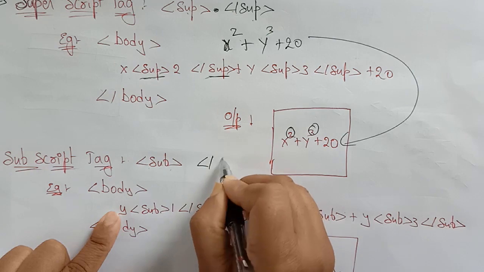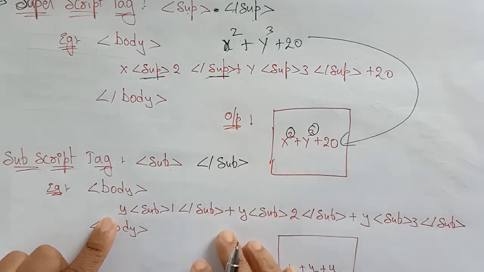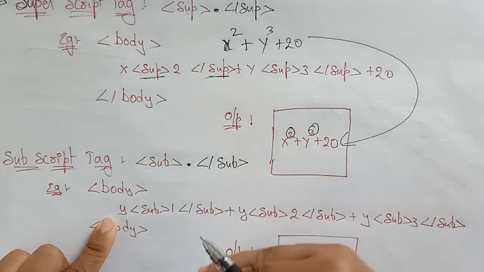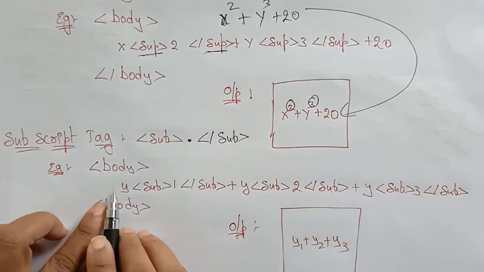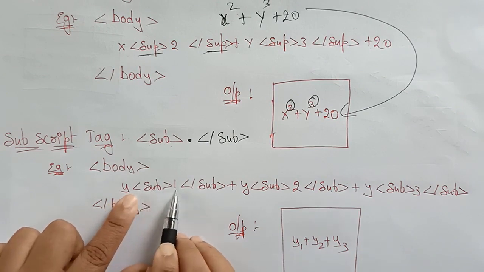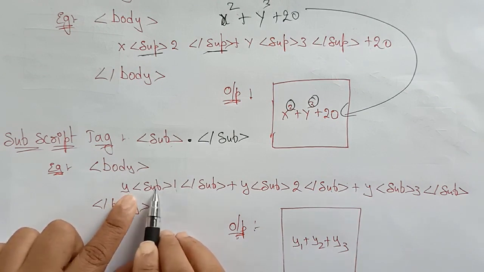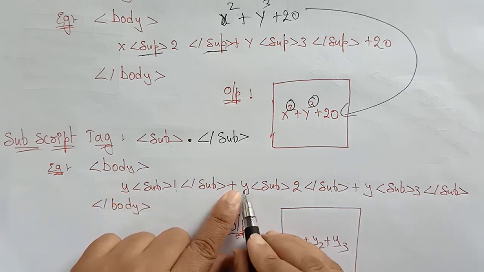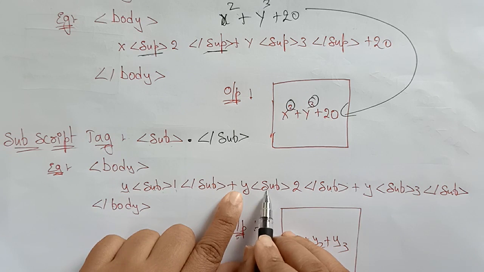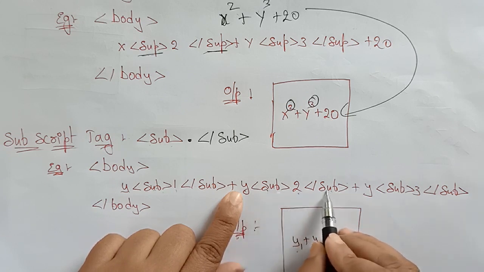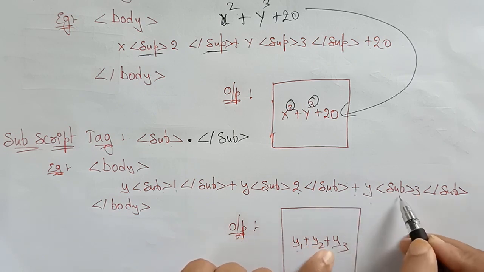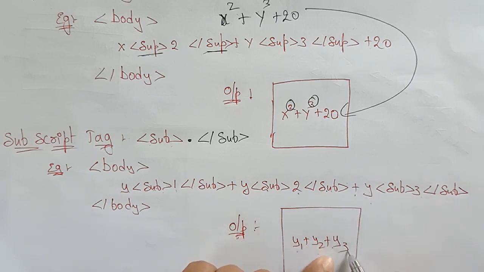It also has the opening tag as well as the closing tag. Whatever message you have written, that should be printed below that term. Let's see here. Body, Y, subscript, 1 is written in between the subscript, so that represents Y1, plus again Y, here I open the subscript and write 2 and close the subscript, Y2, plus is printed, again Y, subscript 3, and Y3. So the output is Y1 plus Y2 plus Y3.